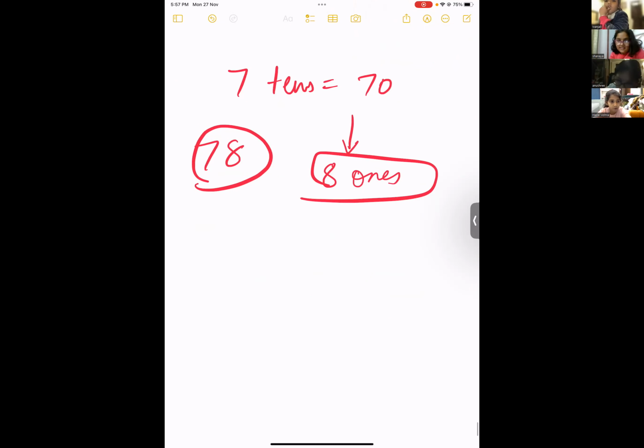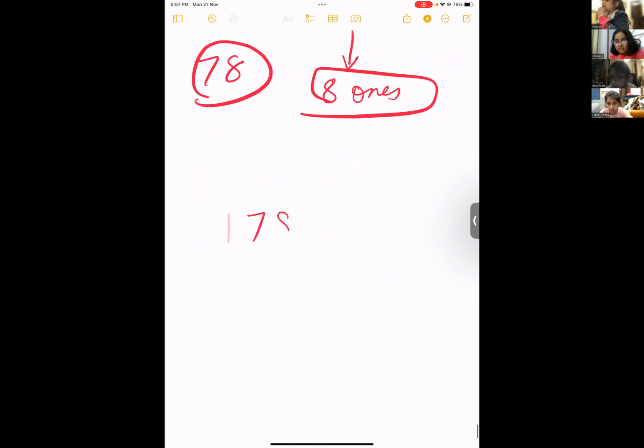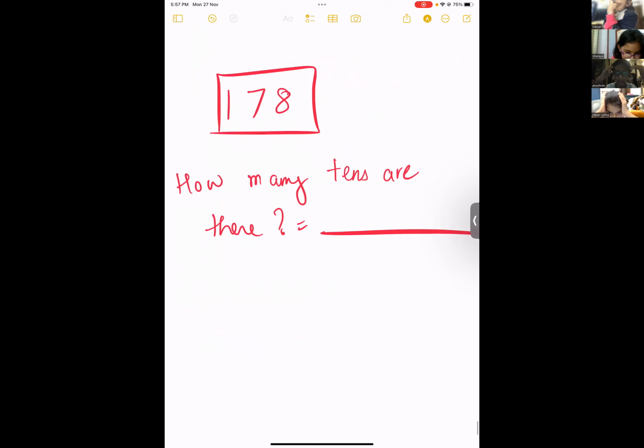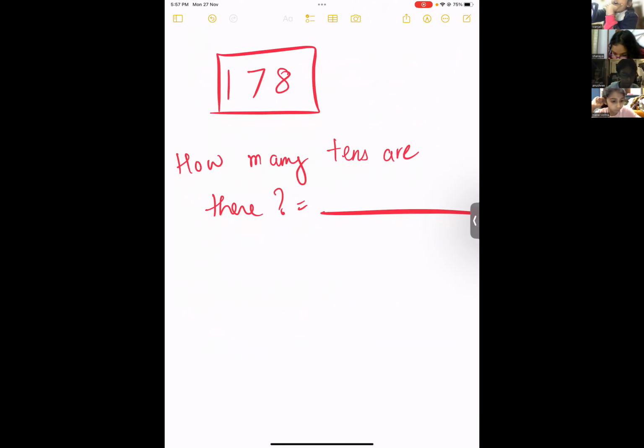Now, in 178, how many tens are there? How many tens are there? 17. How many? Samaira, what is your answer here? Unmute and tell me. So how many tens do you need to make? Ma'am, 70. 70? 17.